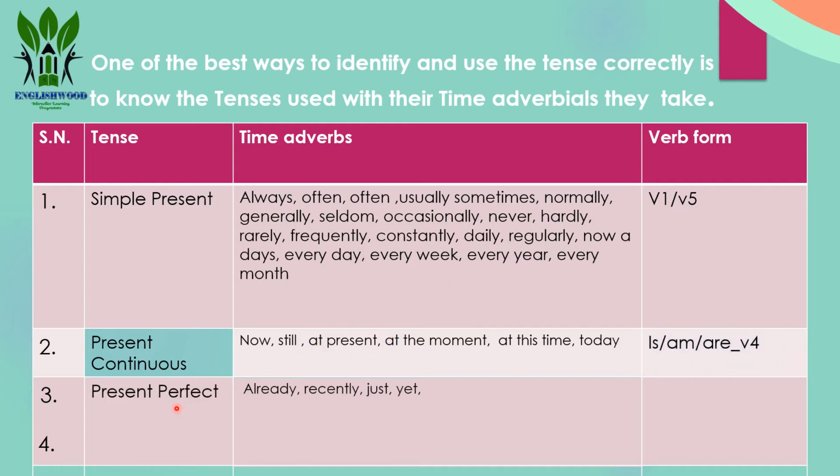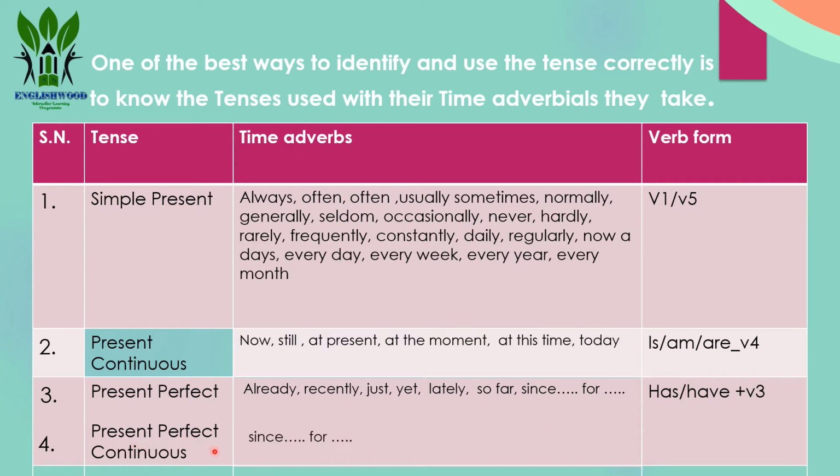Similarly, for present perfect tense, the time adverbs already, recently, just, and lately are used. So far, since, and for are also used in the present perfect tense: since plus point of time, for plus period of time. Then has or have plus verb 3. If it is present perfect tense, we also use since and for.